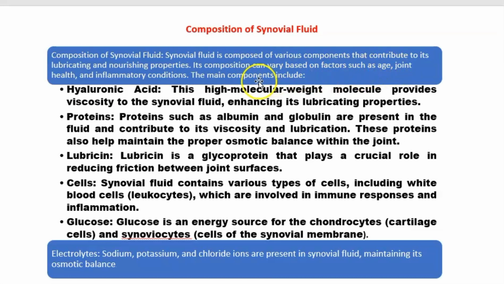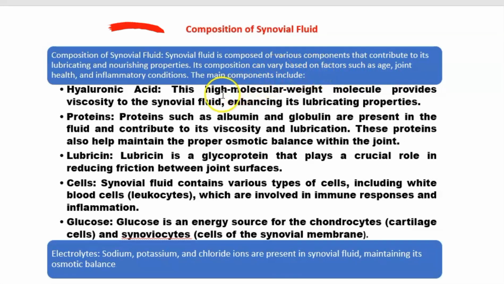Age, joint health. When the joint is healthy or is not healthy, it's affecting the composition of synovial fluid. If there is inflammatory disease, it's affecting the composition of what? Synovial fluid. So age is one of the contributing factors to the composition of synovial fluid, whether it will be adequate or inadequate. Age plays a vital role, then joint health, and then inflammatory conditions.